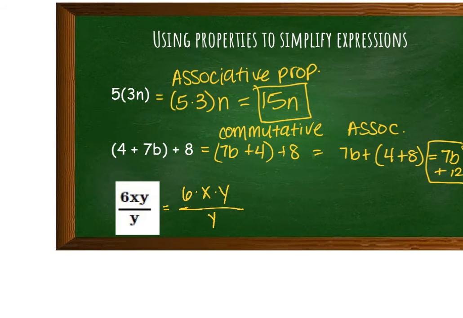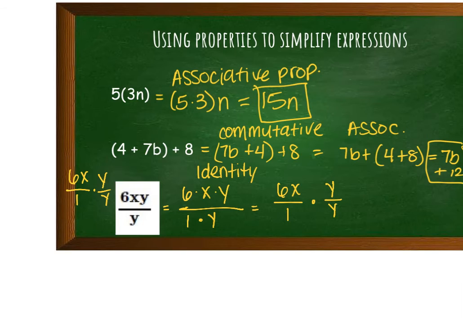And we've got y on the bottom. Now, what we're going to use is the identity property. And we're going to say that y is the same as y times 1. Okay? So now we're left with 6x, which we can put over the 1, times y over y. You might be wondering, Miss Jericho, why were you able to do that? Because if we have 6x over 1 times y over y, when you multiply fractions, you multiply straight across, right? So this becomes 6xy on the top, and this becomes just y on the bottom. That's exactly what we started with.